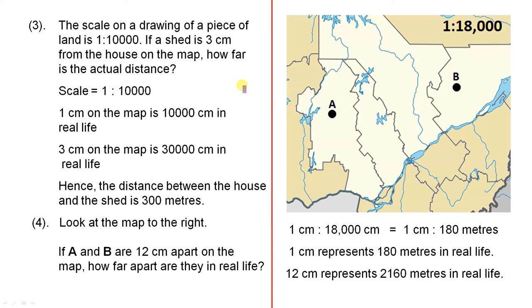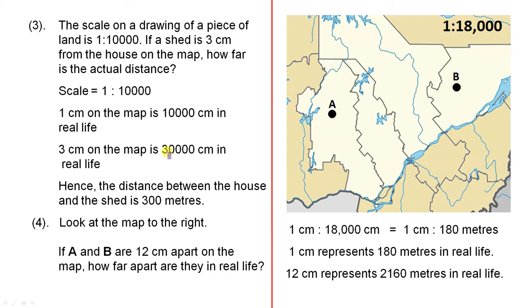Number 3. The scale on a drawing of a piece of land is 1 is to 10,000. If a shed is 3 centimetres from the house on the map, how far is the actual distance? So the scale is 1 is to 10,000. So 1 centimetre on the map is 10,000 centimetres in real life. So 3 centimetres on the map is 30,000 centimetres in real life. Hence, the distance between the house and the shed is 300 metres.